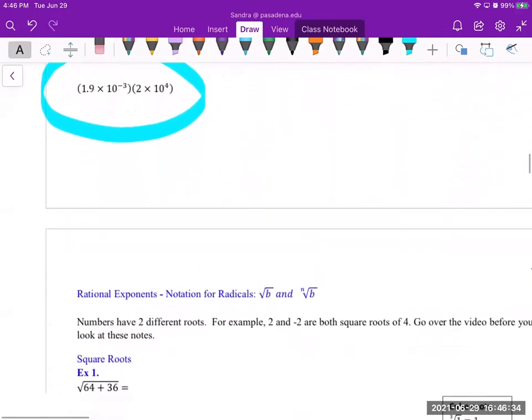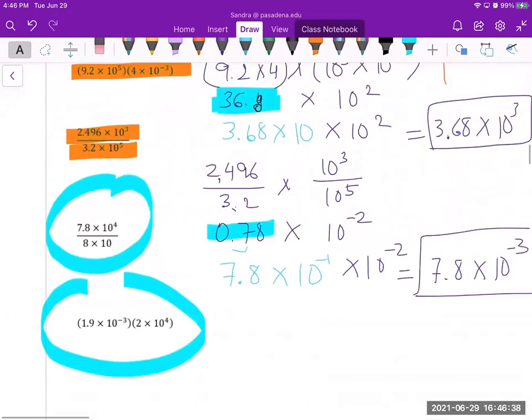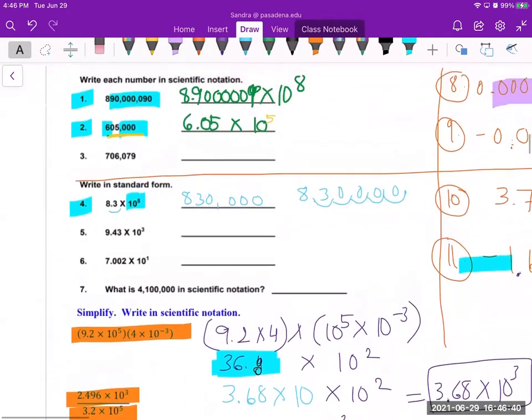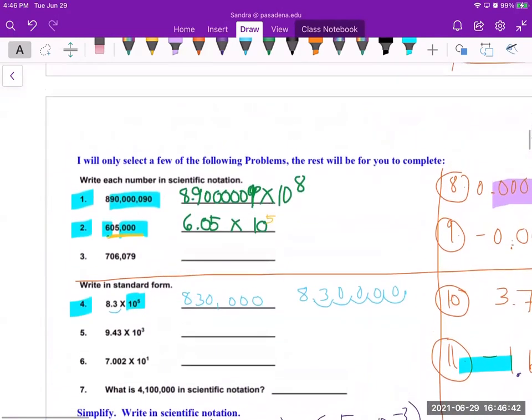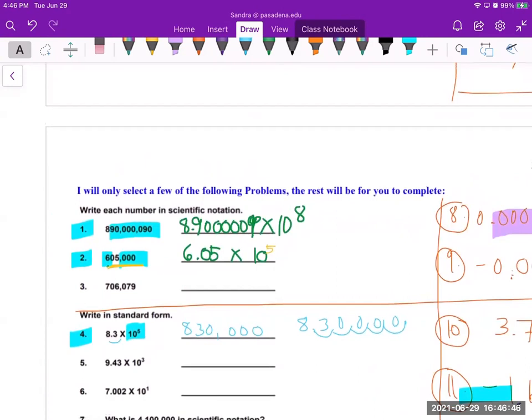Okay, I am going to stop right here. The reason why I'm going to stop right here is because you can see that this is a lot of work and I need to give you time to grasp the concepts. When we come back next time, I'm going to continue with radicals. Okay? Have a great day.